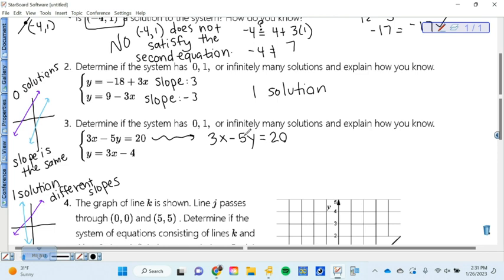What do I get rid of first? Yeah, the 3x. How do I get rid of a positive 3x? Subtract 3x. Okay, 3x and a negative 3x, that cancels out. So we have negative 5y equals, do I combine those two numbers together? 20 minus 3 is 17? No, I keep them separate, right? 20 minus 3x. Now what?